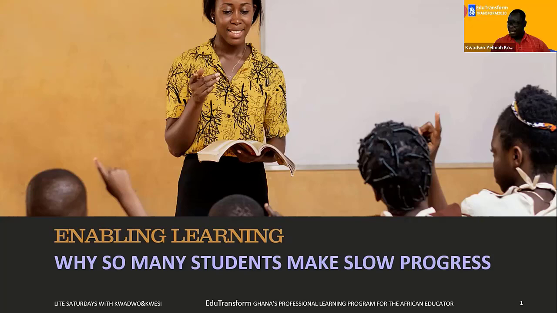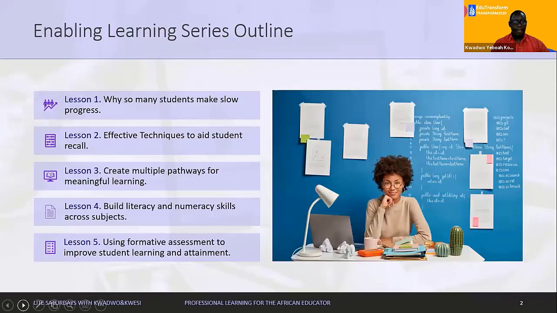Right. I believe we now have the opportunity to delve deeper into the heart of the issues that affect our students and the work that we do, and that is learning. In this series, we want to look at what we need to do to enable learning. We're going to have this done in a 5-part series. In the first of it, we're going to be talking about why so many of our students make slow progress.